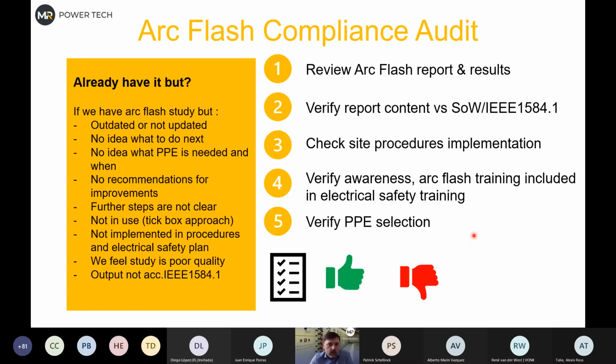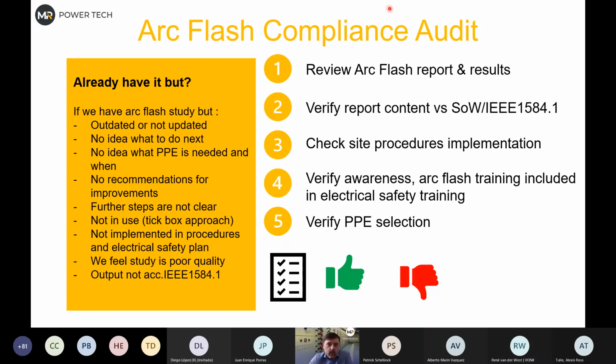But if you have your arc flash study already in place, but it's outdated or not up to date, you have no idea what to do next, you have no idea what PPE is needed and when, you don't have any recommendations for improvement. Sometimes there are no recommendations because it's okay, but in practice there is always something. There are further steps that are not clear. You don't use it, so you have a tick box approach, but there's not much I can do about it with such an attitude. It's not implemented in the electrical safety plan, or you feel the study is poor quality on output, not according to IEEE 1584.1. I will explain this in a minute.